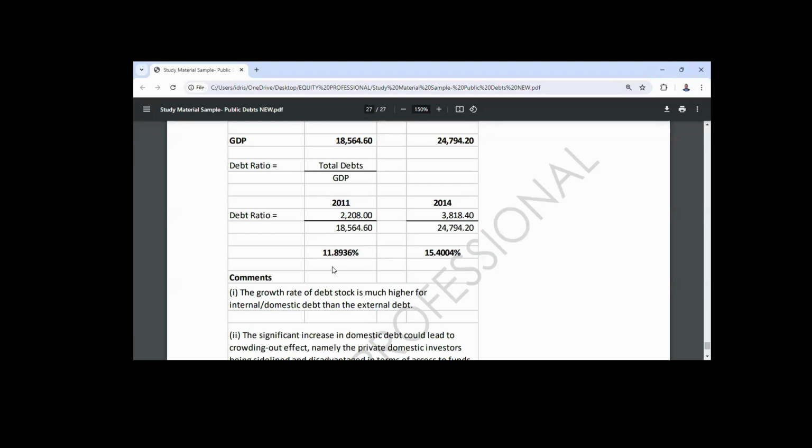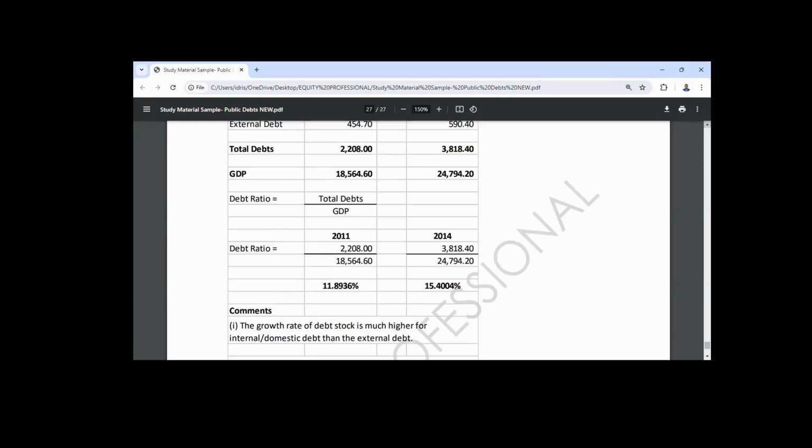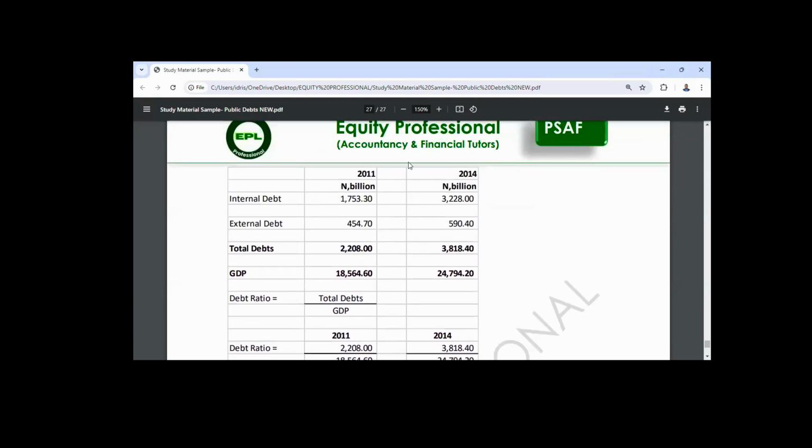So now, what are the causes of the increase? Why do we have an increase in the debt ratio? If you look at internal debt, which is domestic debt, in 2011, it is 1753.30. But in 2014, it is 3228. That means there is a significant increase in internal debt.